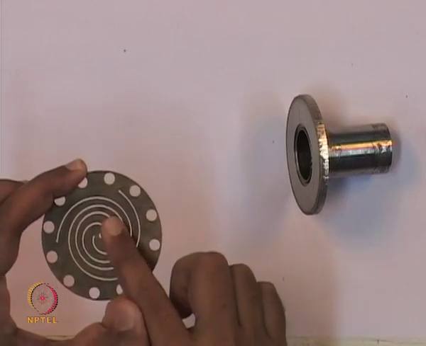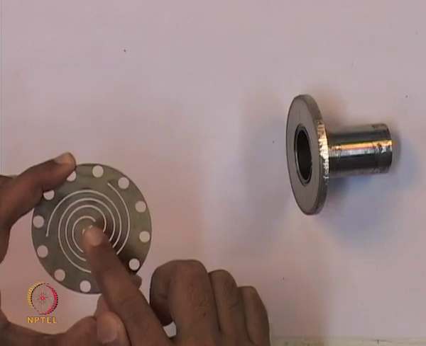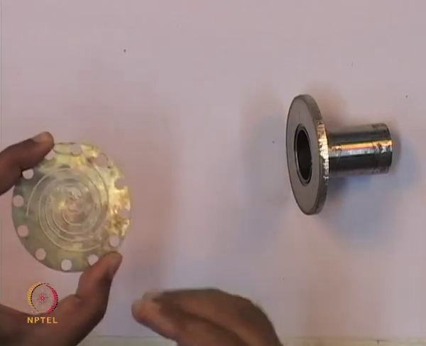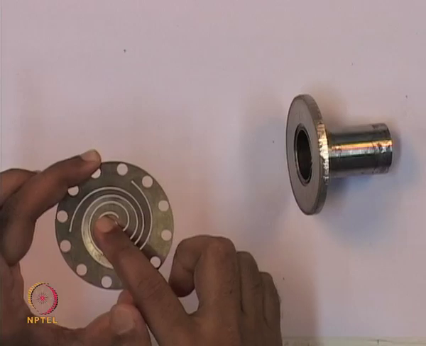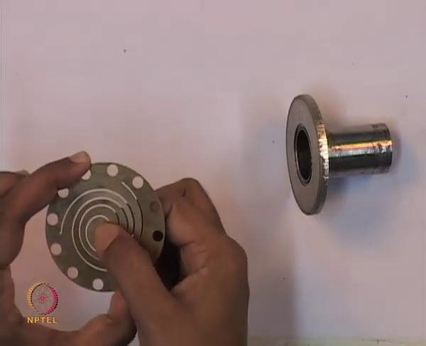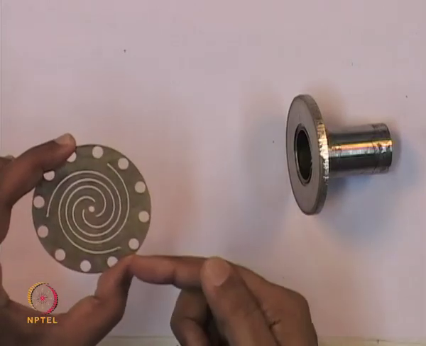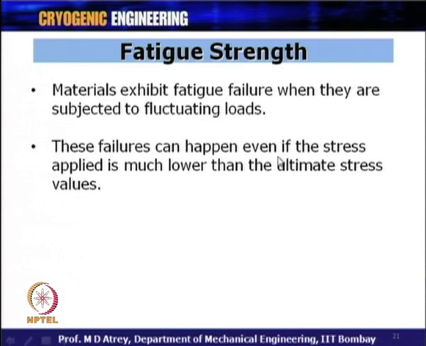So, I have to ensure that while designing this flexure bearing, the stress achieved while in motion is less than the fatigue strength of this particular material. This is very important, that the bearing which is subjected to fluctuating load can stand the stresses generated during this motion. These failures can happen even if the stress applied is much lower than the ultimate stress value. The fatigue strength is actually much less than the ultimate strength of a material. So, one has to really understand that the failure of this bearing is going to be because of fatigue.